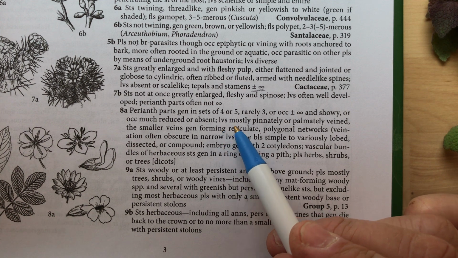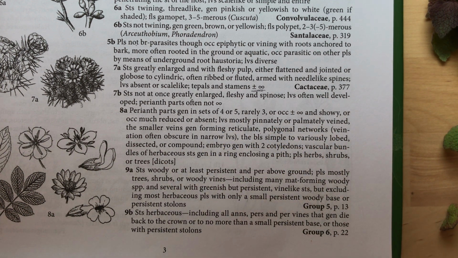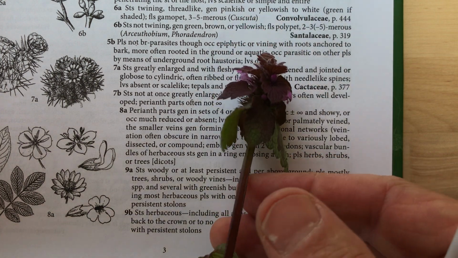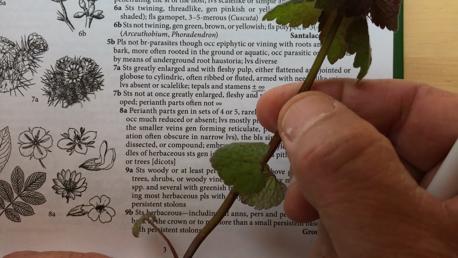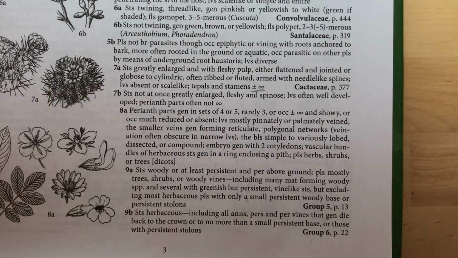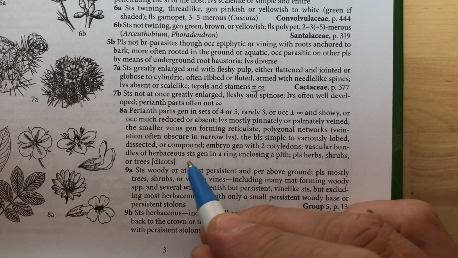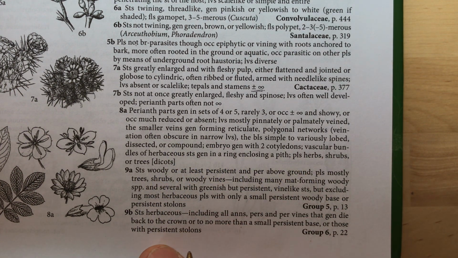We also like leaves mostly pinnately to palmately veined, since that's what our leaves looked like here. You can see the venation here pretty quickly, and it's very net-like. Plants, herbs, shrubs, or trees. Okay, we like that. So then 9a and 9b is a simple set of couplets.